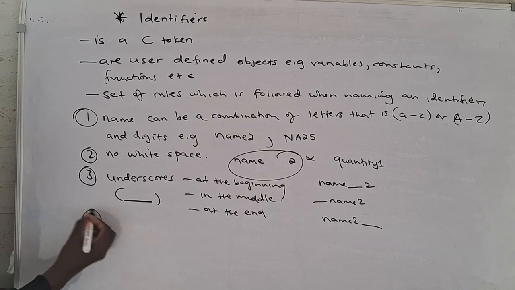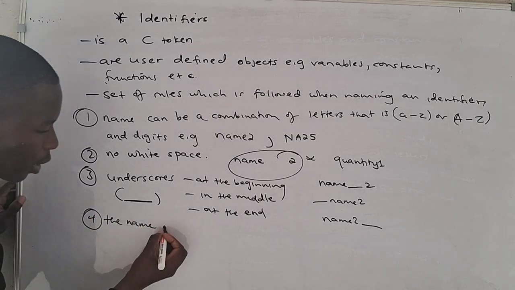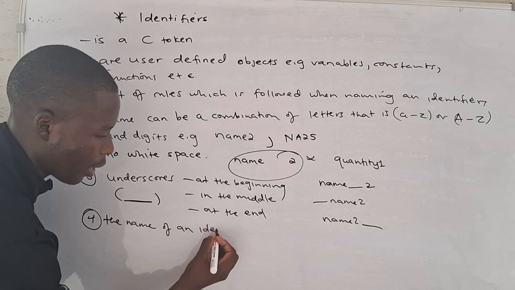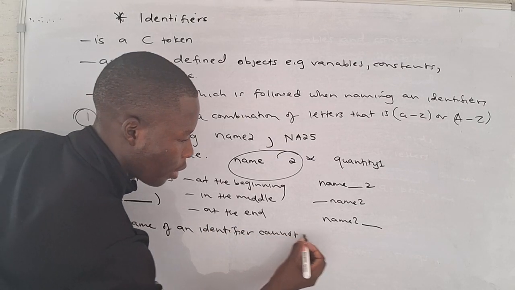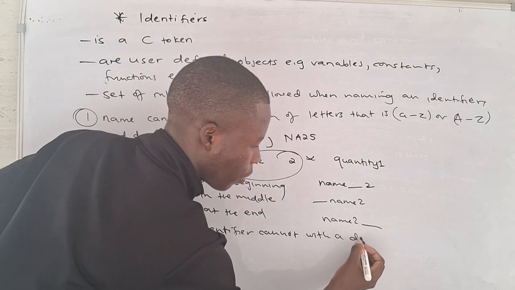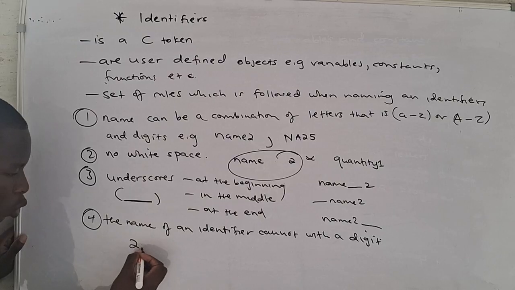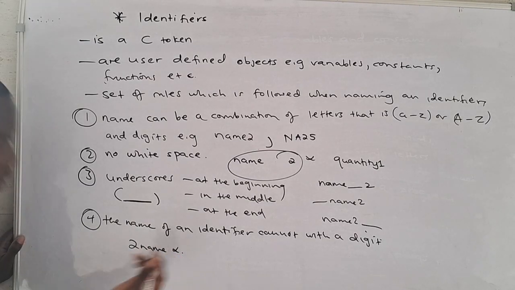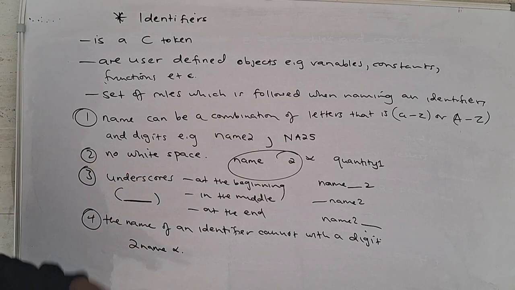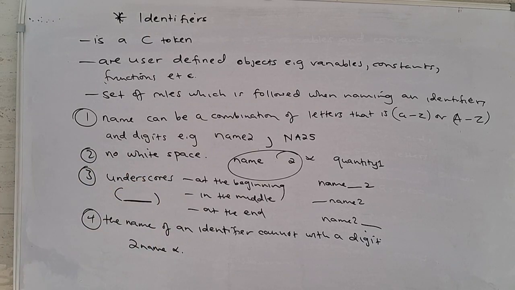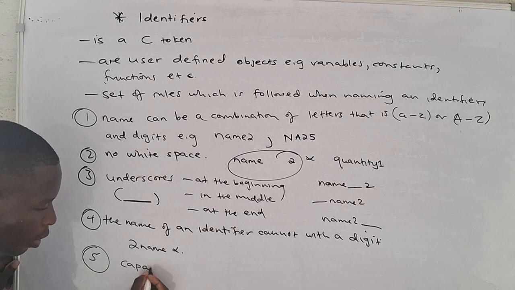Then the other thing, the name of an identifier cannot start with a digit. The name of an identifier cannot start with a digit. This is not allowed to name. This is very wrong. What is the correct thing? You always start with a letter or an underscore.